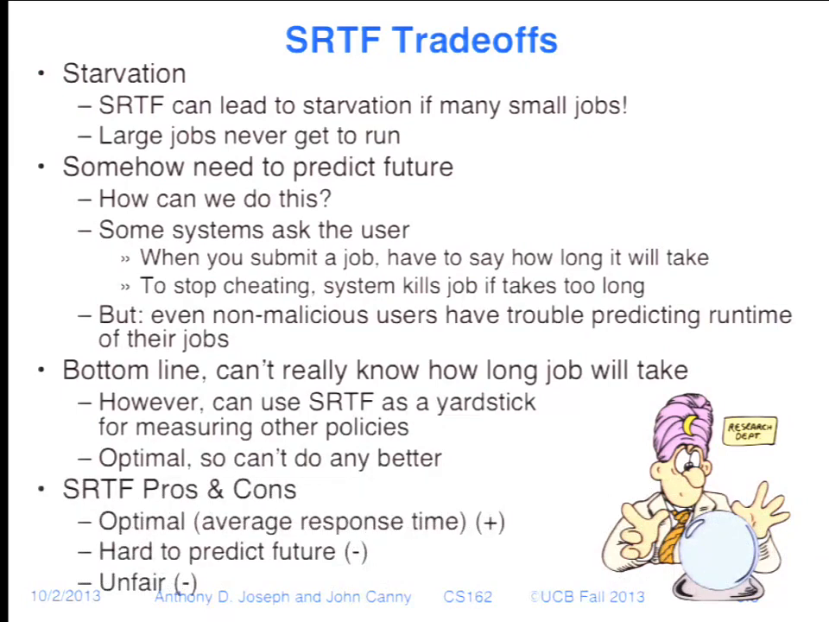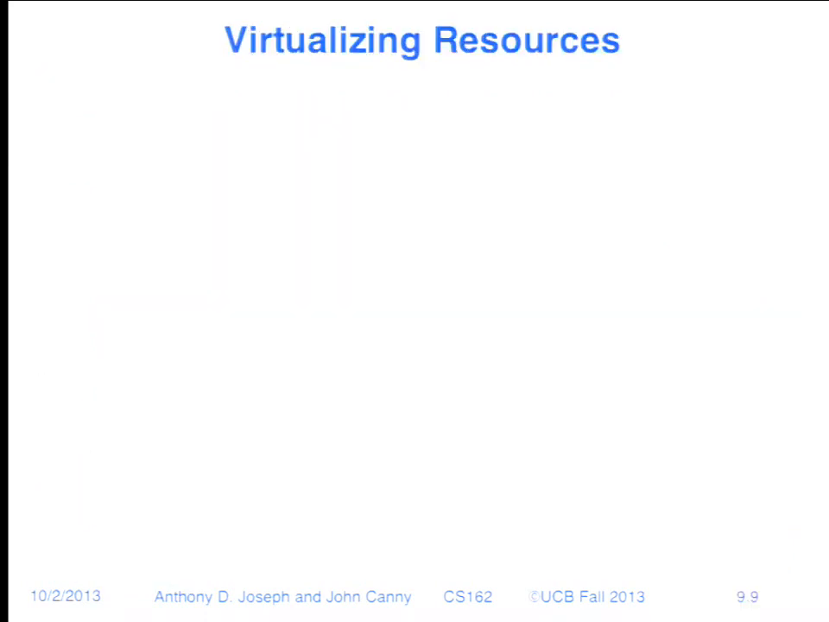Okay. So it does happen to be better if you have perfect knowledge, though. It happens to be provably optimal if you have perfect knowledge of how long the job's going to take. Yeah, and it has this unfairness property, which is it may not allocate any resources to long-running jobs. Okay, so let's move on.